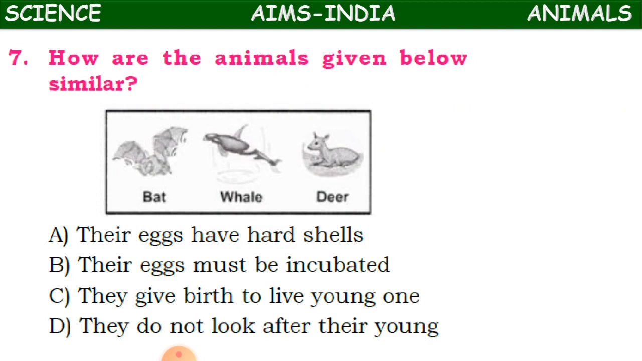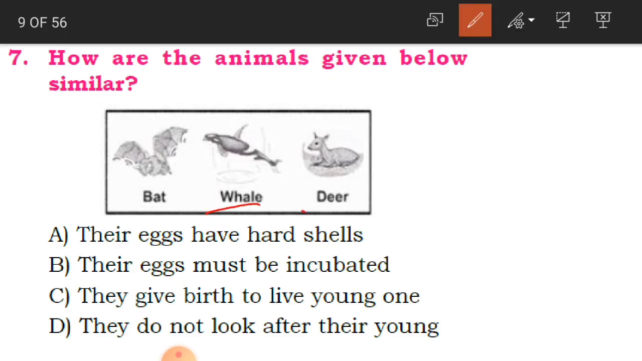How are the animals given below similar? This is the 7th question. Here you can see 3 animals in the picture. They are a bat, a whale, and a deer. See here clearly, children, there is a bat, a whale, and a deer in the picture. So how are these animals similar?